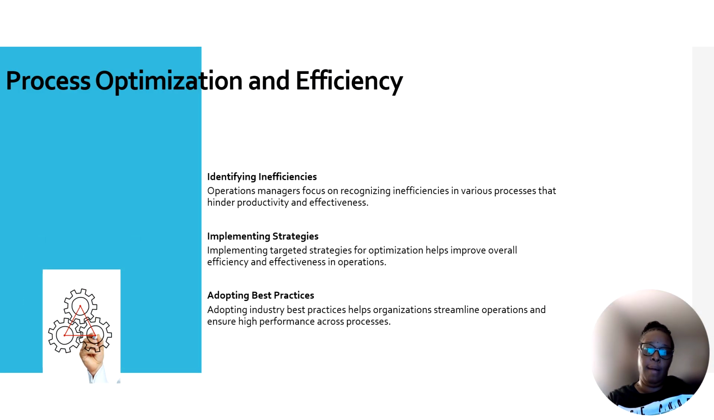One of the core competencies of an operations manager is process optimization. This involves identifying inefficiencies, implementing strategies, and adapting to the best practices. When identifying inefficiencies, you want to focus on recognizing anything that hinders the process of products and services.